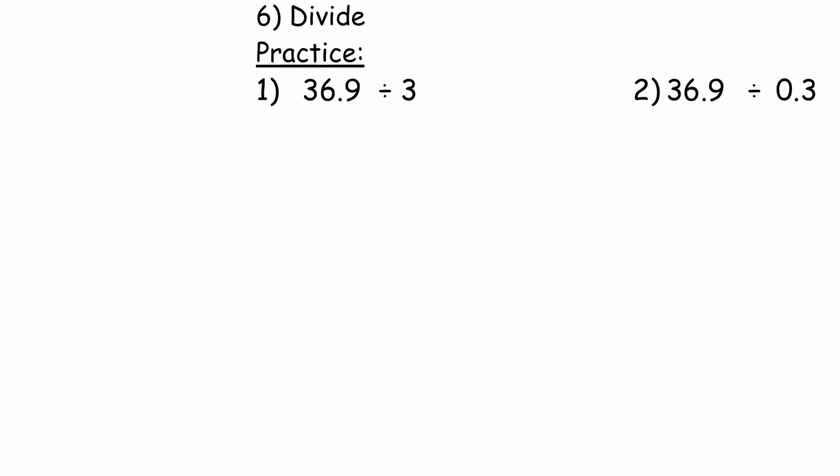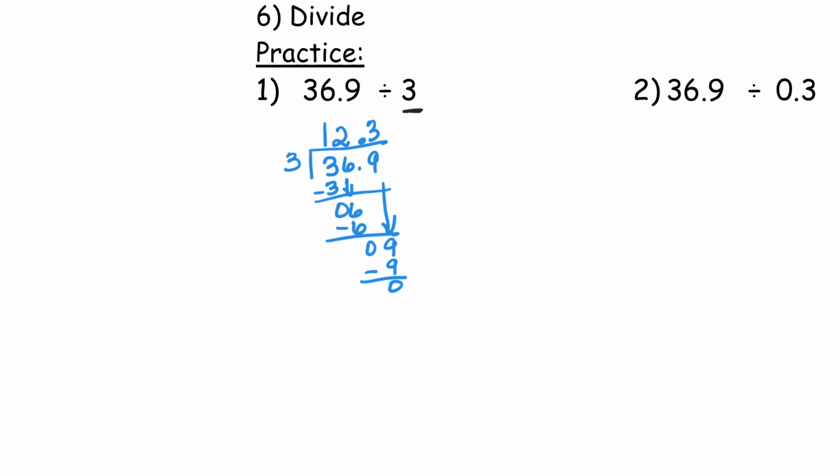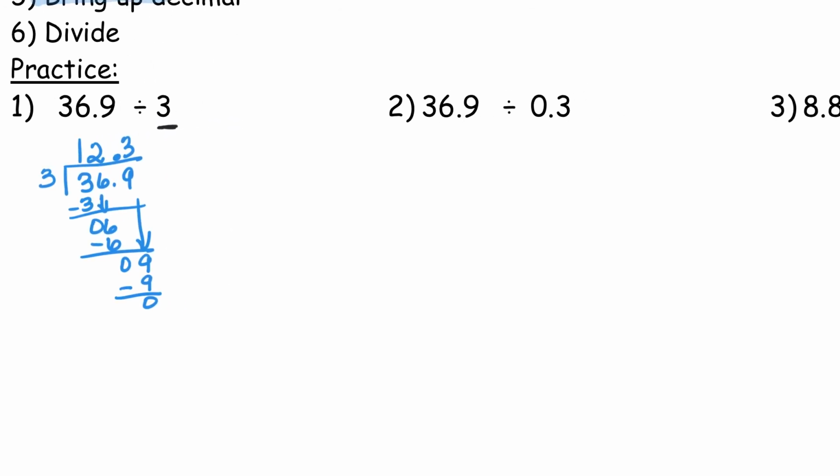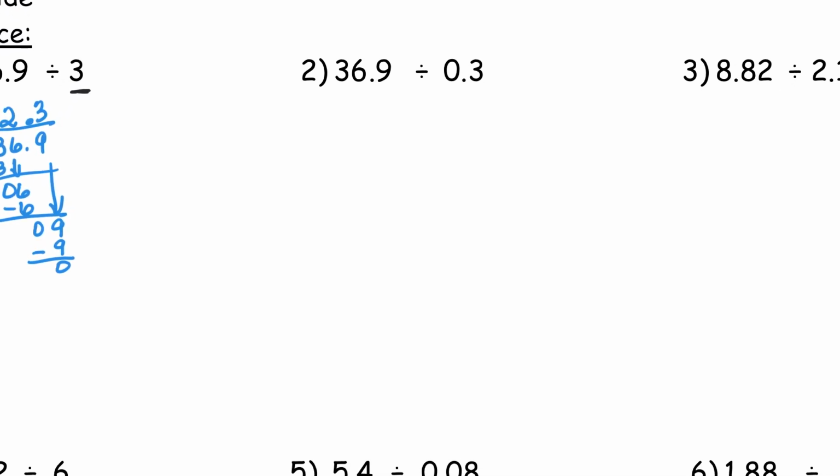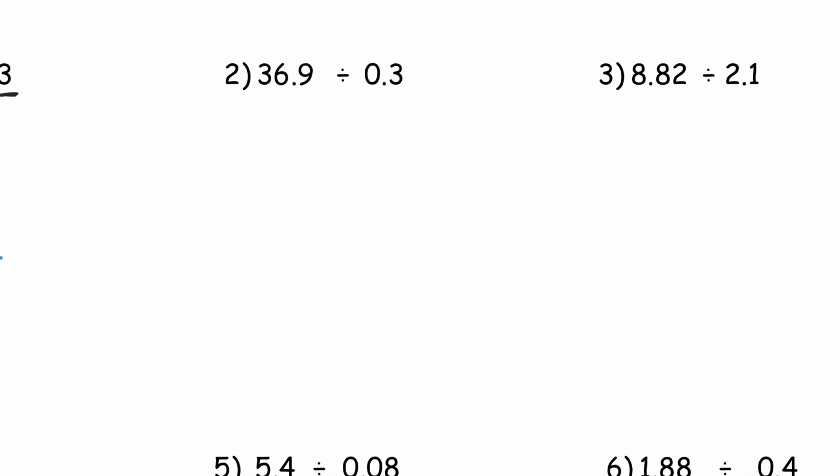We take a look at problem number 1. We notice that there is no decimal in the divisor. So what I'm going to do is have you pause the video, set it up, divide, and check. So do that now. And there's your answer, 12 3/10. Now on to problem number 2. For this one, I do see that there is a decimal in the divisor. So let's pause the video and set it up.